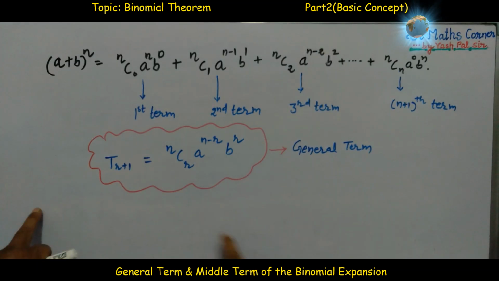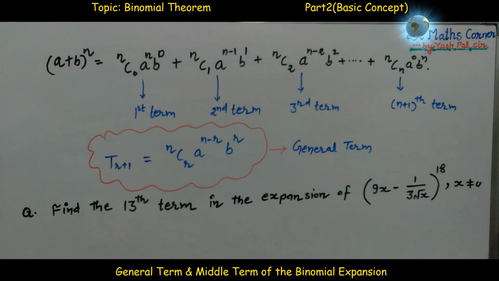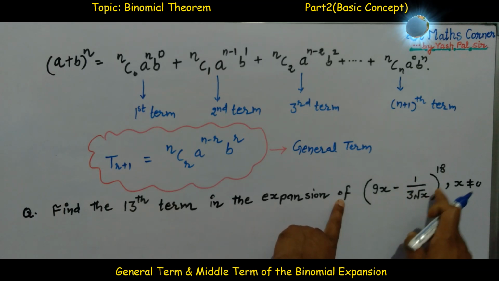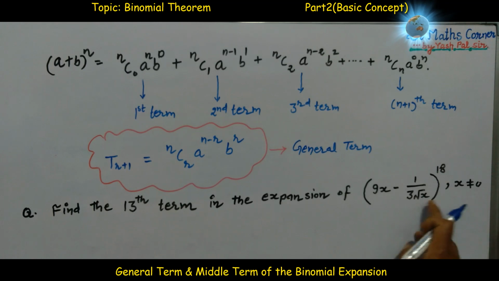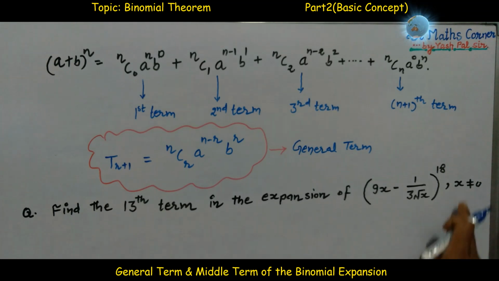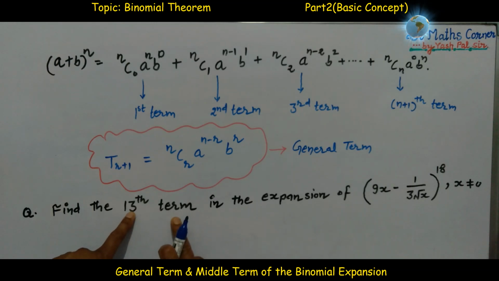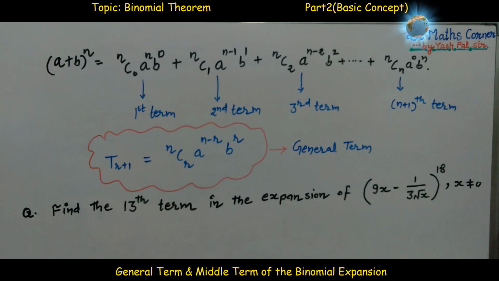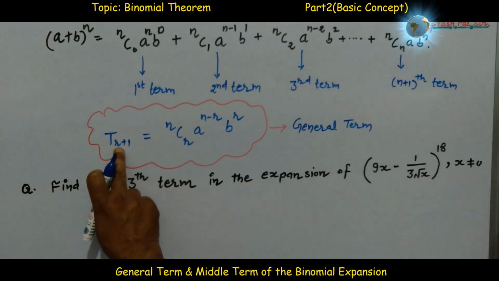Now consider one more example. The question is, find the 13th term in the expansion of (9x - 1/(3 square root of x)) raised to power 18, where x is not equal to 0, because otherwise the expression is not defined. So in order to find the 13th term, again we use the general term. The 13th term means r + 1.